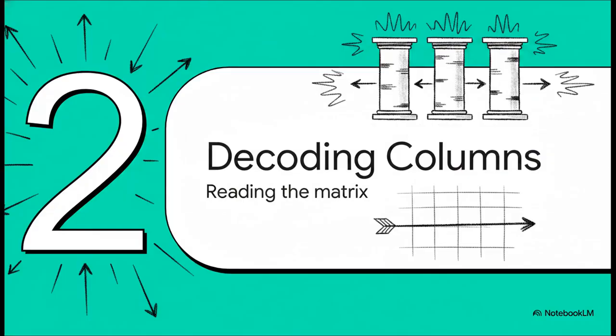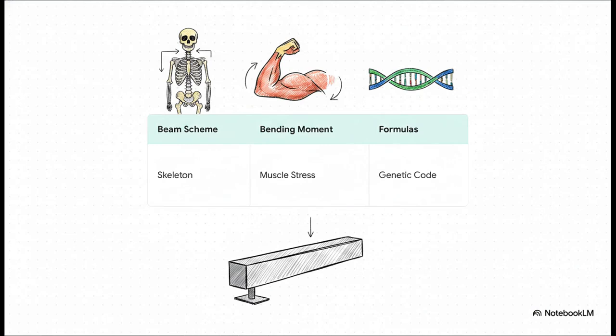Moving on to part 2, decoding the columns, reading the matrix. Let's conceptually translate these Russian headers into something a bit more anatomical, just to make all this dense technical jargon feel a lot more intuitive. Column 1 is the beam scheme. Think of this as the skeleton. It shows exactly how the beam is anchored and where the outside weight is pushing down.